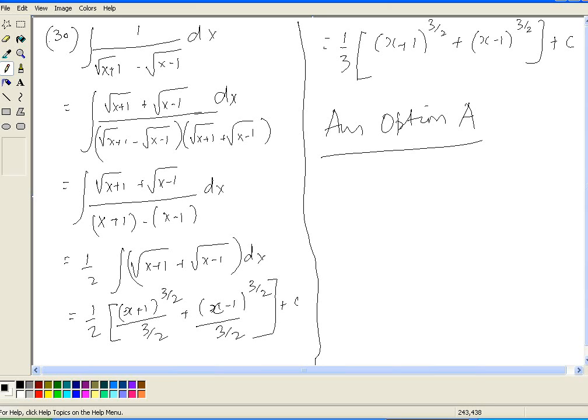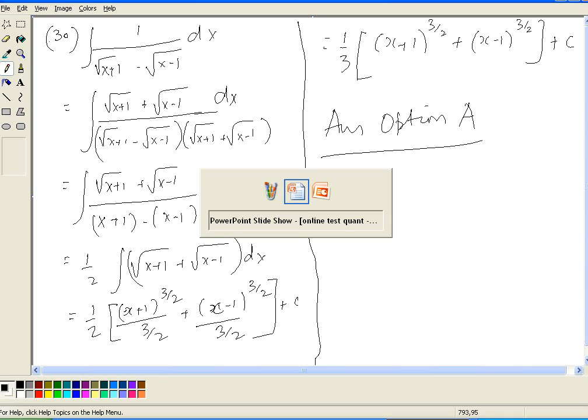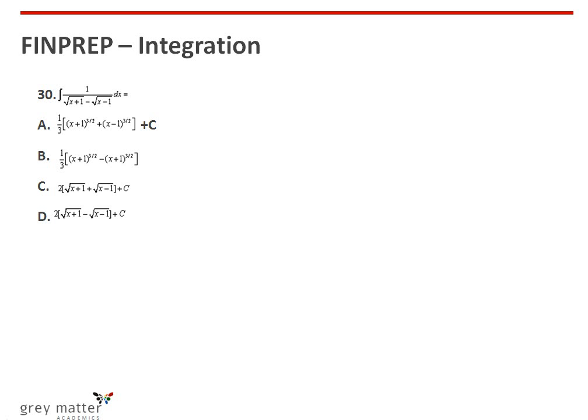So integral of root of x plus 1 plus root of x minus 1 dx would work out as follows. Finally it simplifies as 1/3 of x plus 1 whole power 3 by 2 plus x minus 1 whole power 3 by 2 plus c. So the answer is option A. Going to our PowerPoint presentation, the option is A, which says 1/3 of x plus 1 whole power 3 by 2 plus x minus 1 whole power 3 by 2 plus c.